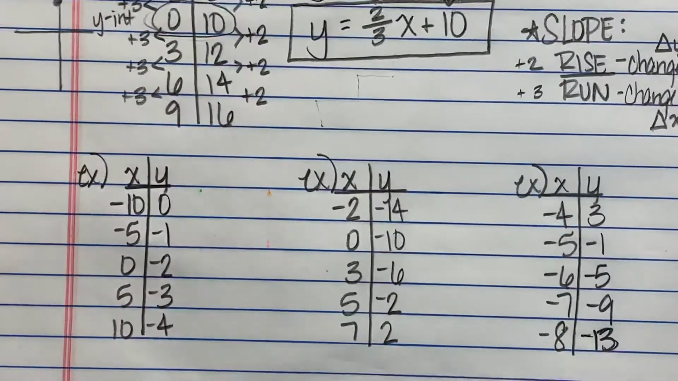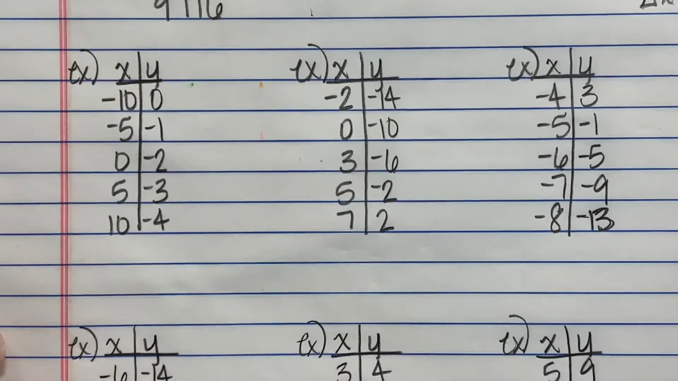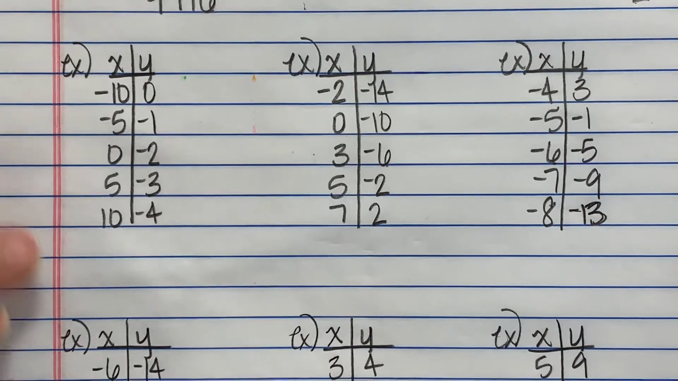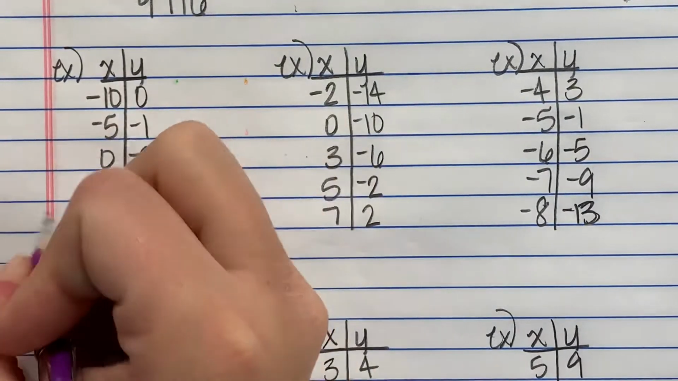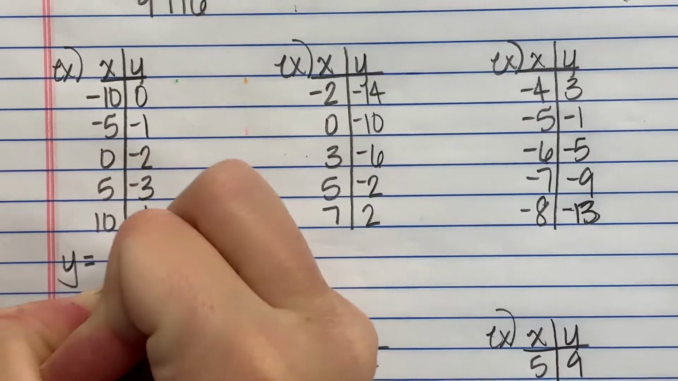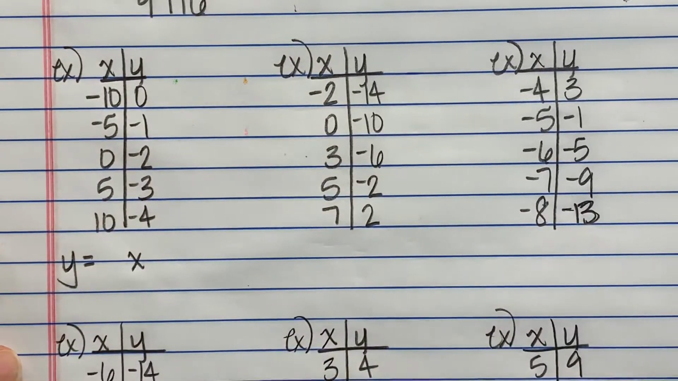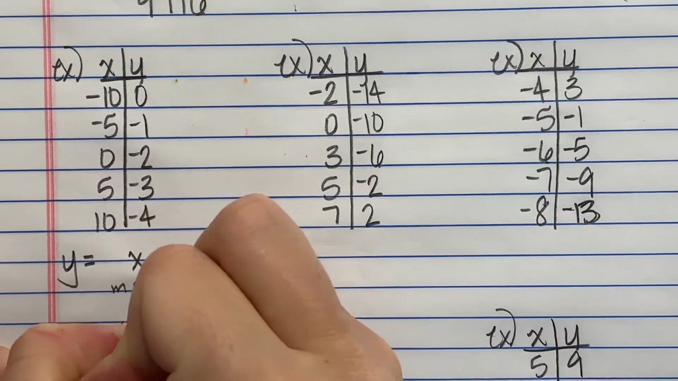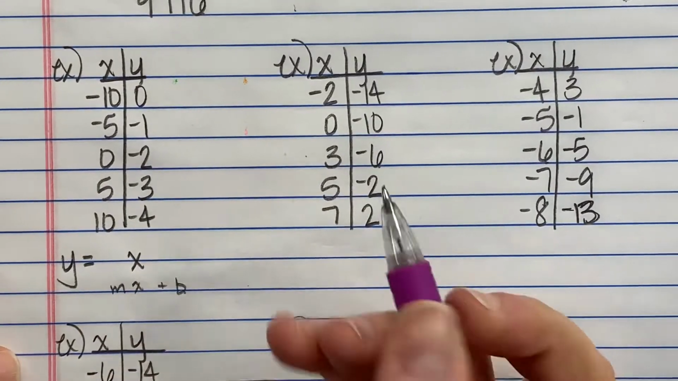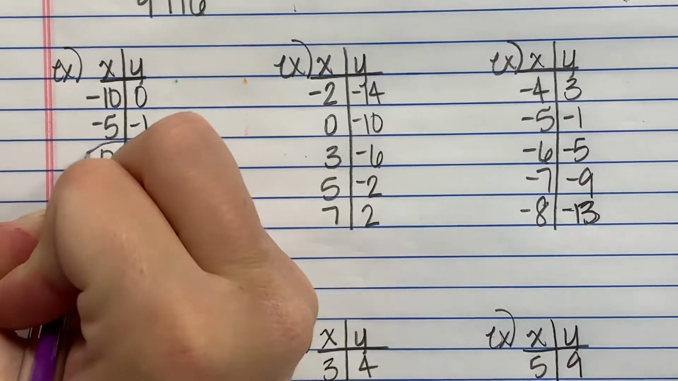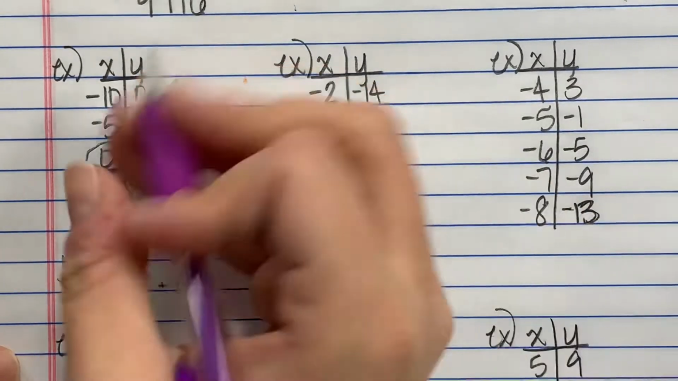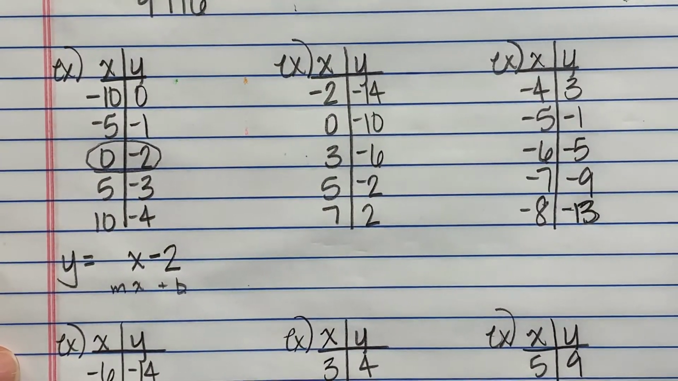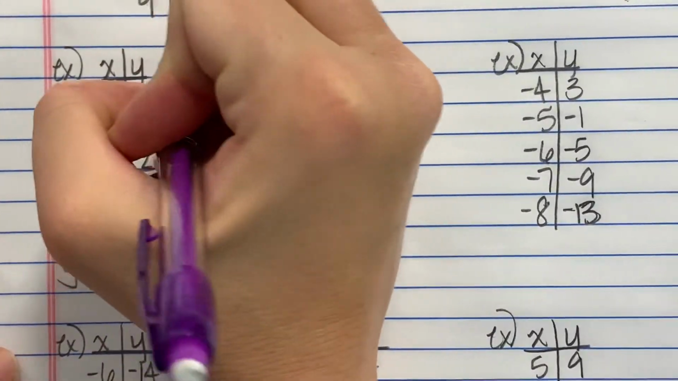So if I go to the next one, feel free to pause and copy these down. I wrote them ahead of time so I could go a little faster. Again, we're looking at y equals something x plus something. That's the format we're using every time. mx plus b. Well, the b value is the easiest one to see. I cross right there. My y-intercept is at -2. So b is -2.